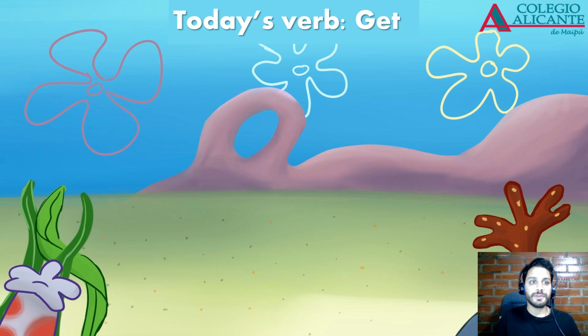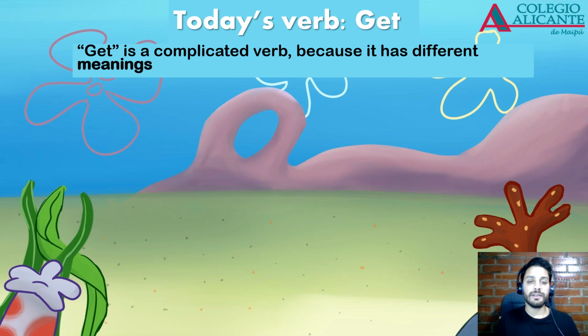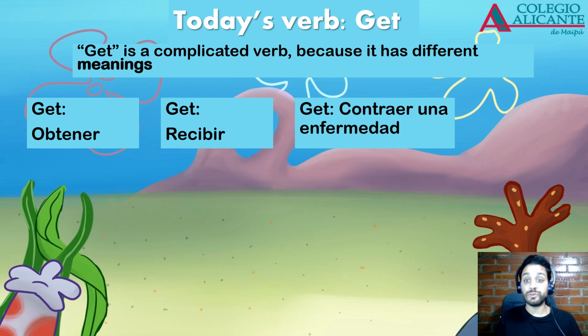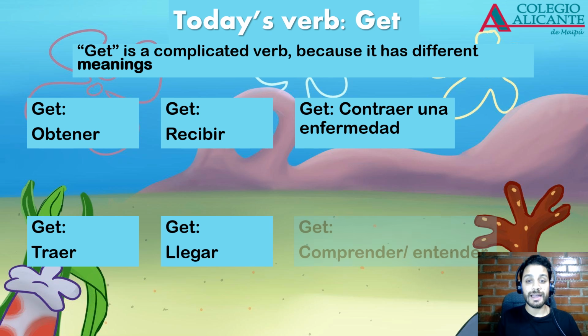Today we have a very special verb that is called get. One interesting thing here is that it says it's a complicated verb because it has so many different meanings. You can communicate so many different ideas with it, and it's very versatile, and I encourage you to use it as well. So, for example, get can mean obtener, recibir, contraer una enfermedad, traer, llegar, comprender o entender. So if you look that verb get up in a dictionary, you will see lots of definitions and even more. These are just examples because there are way more. I'm just putting the most common uses for it, okay?